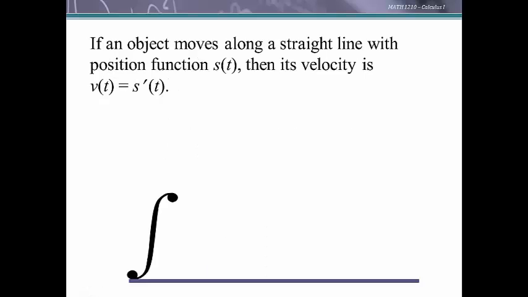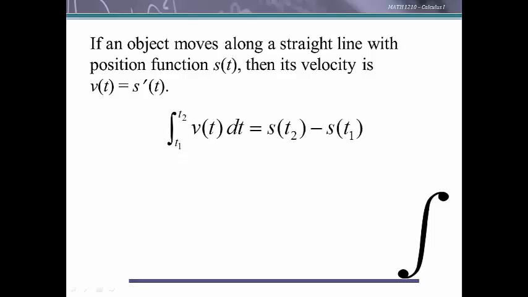If an object moves along a straight line with position function s of t, then its velocity v of t is s prime of t. And then if we integrate from t1 to t2 of this velocity, what we get is the net change in position. So we have s of t2 minus s of t1. So if we integrate from t1 to t2 v of t dt, we have the net change in position, s of t2 minus s of t1. If we integrate the derivative of something here, we end up with the net change.